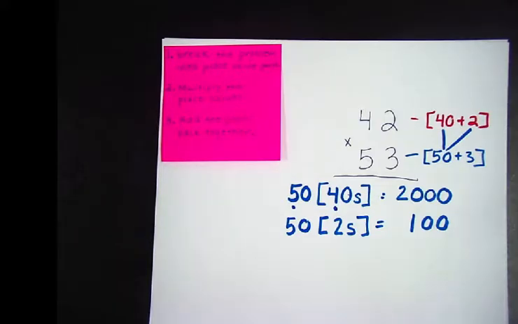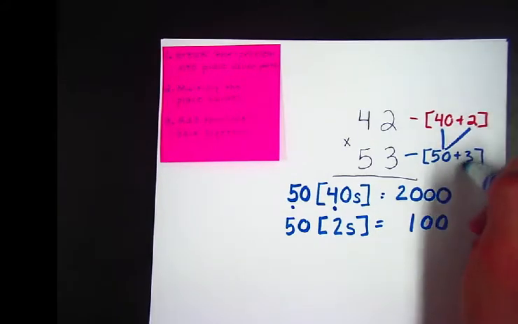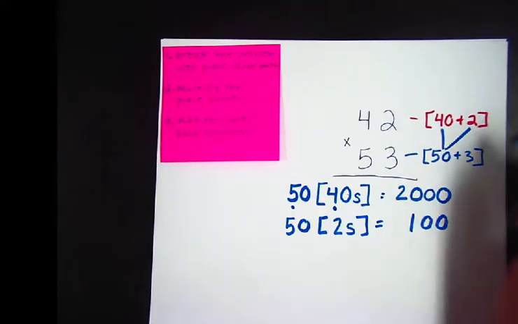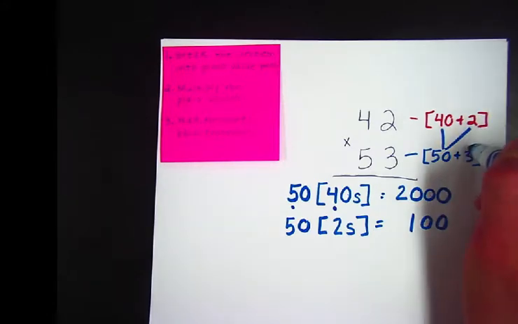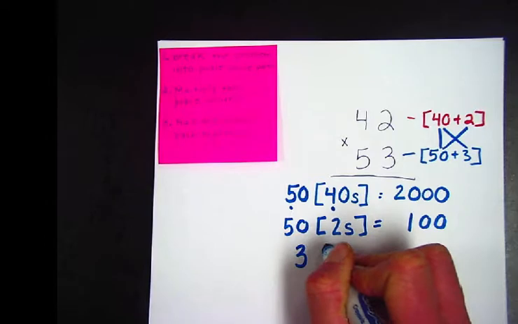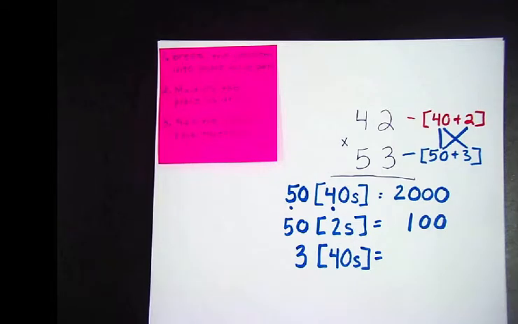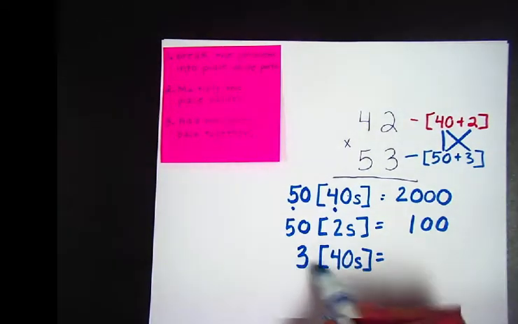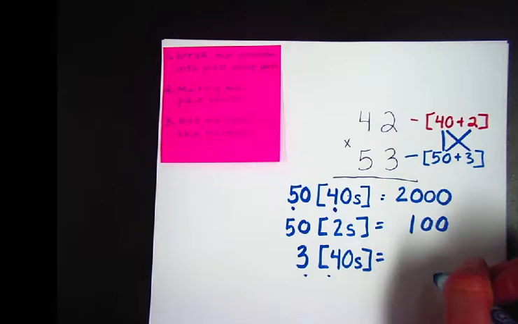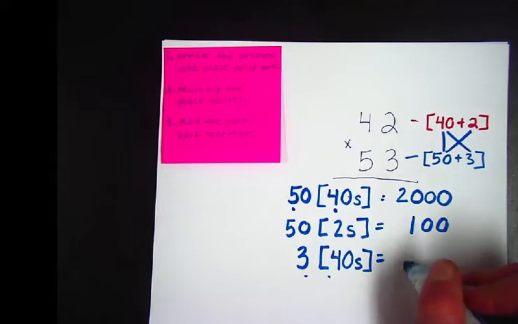Okay, still not done. Ready for some more crisscrossing? I'm done with the 50 because I multiplied the 50 by 40, and I multiplied the 50 with 2. I have my 3 hanging out on the side over here yet. So now this is where I call it crisscrossing, and we have to multiply 3 times 40. So I'm going to go down here and do 3 groups of 40s. Wow. That's a lot. But we know our basic facts. And so 3 times 4 is 12. And then I also have a lingering group of 10s in there, so I know my answer is going to be 120.